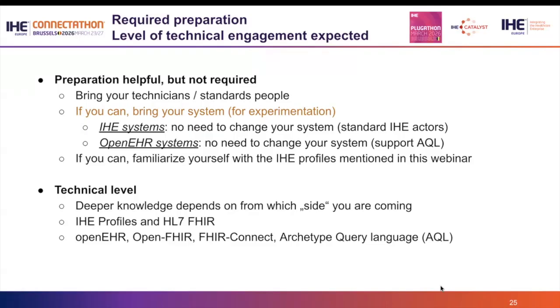And from the technical level, of course, you should send some experts who understand the system. So don't do marketing here. We do technical implementation, or design or specification or implementation. So more technicians are needed, depending on which side you're coming from, either being skilled in IHE profiles and FHIR, or being skilled in openEHR, and we will try to bring all together.